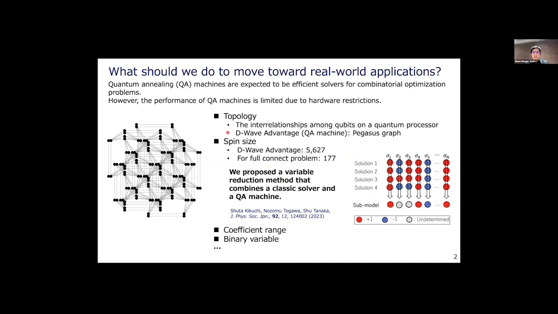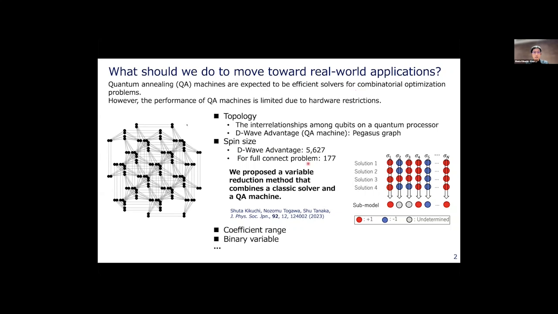Quantum annealing machines, which I will refer to as QA machines, are expected to be efficient solvers for combinatorial optimization problems. However, their performance is limited due to hardware restrictions. Examples of these restrictions include topology, spin size, coefficient range, and binary variables. My research aims to mitigate these hardware restrictions, enhance the performance of QA machines, and move toward real-world applications.